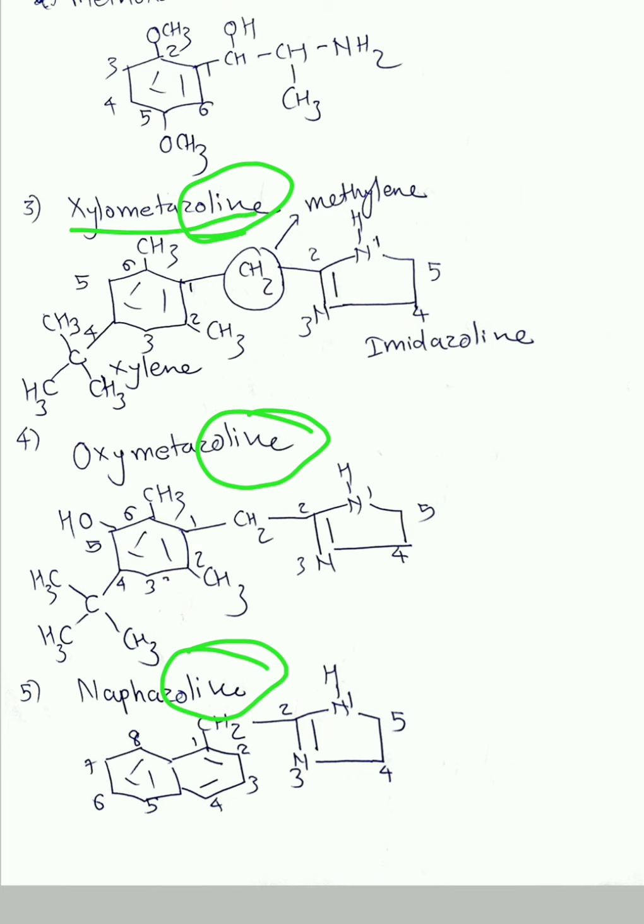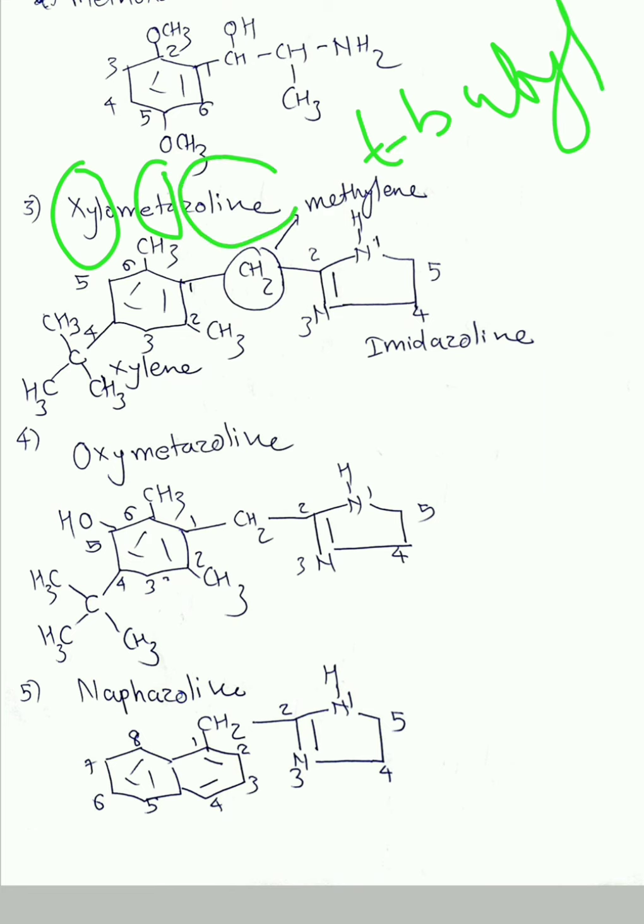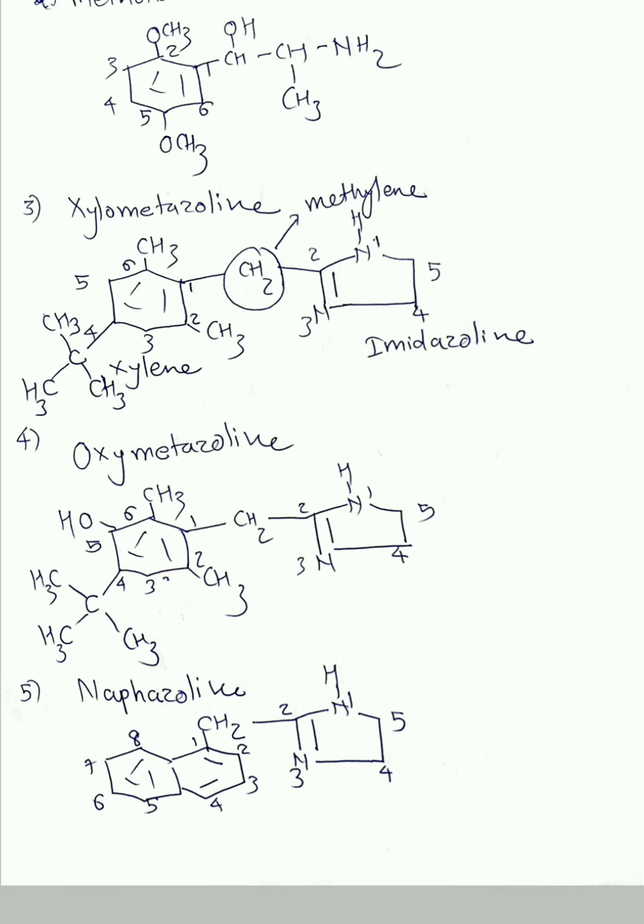Okay, so xylometazoline. Now break it. Xylo means xylene. Ta means tertiary butyl. I'll explain. And zoline means, I'll explain that also. So let's see the structure. This part is xylene. I've explained all these structures in my first video, so please refer to that if you have any query.